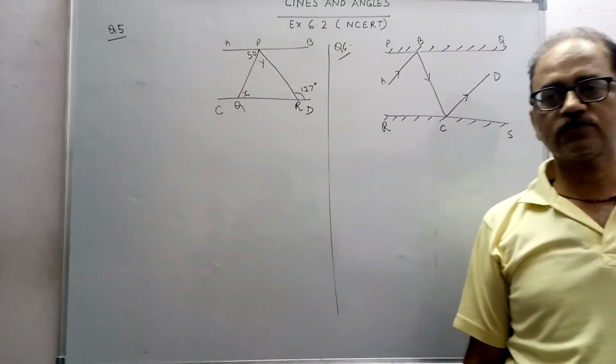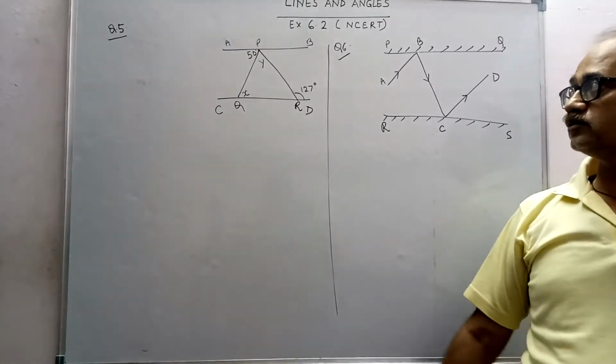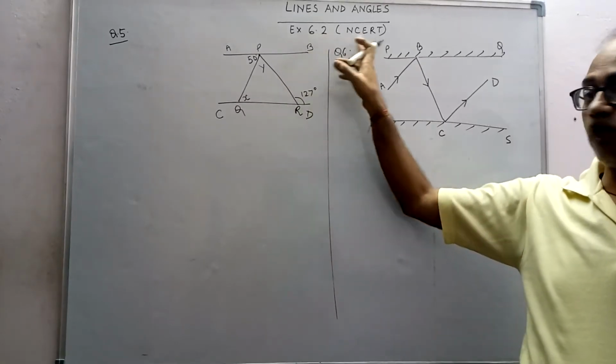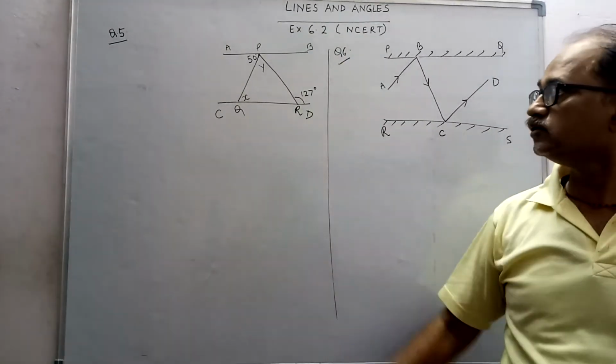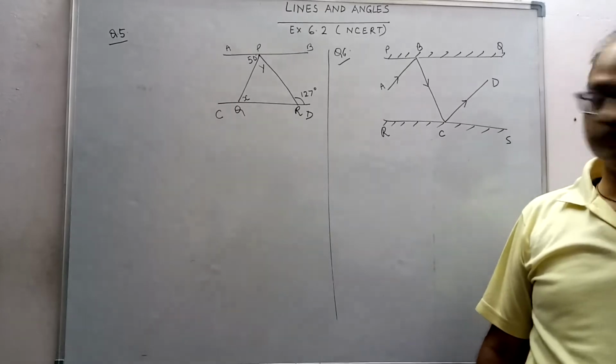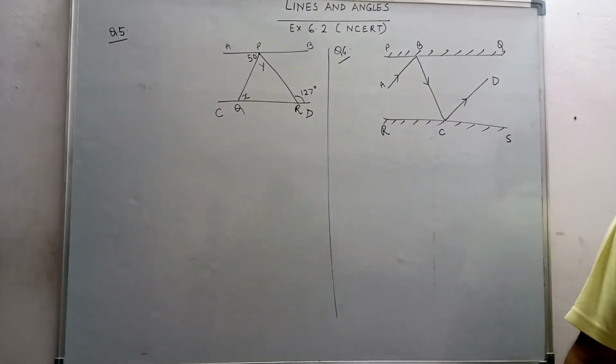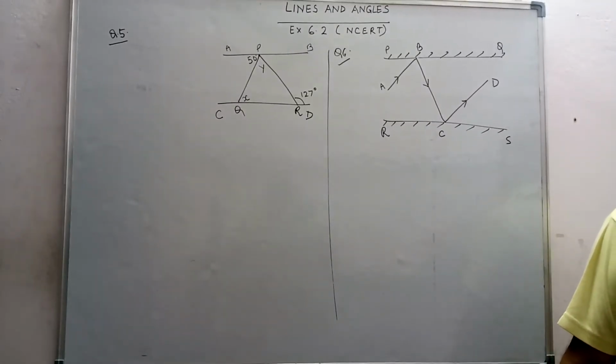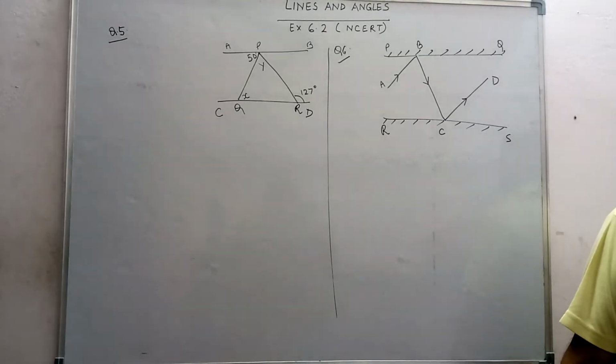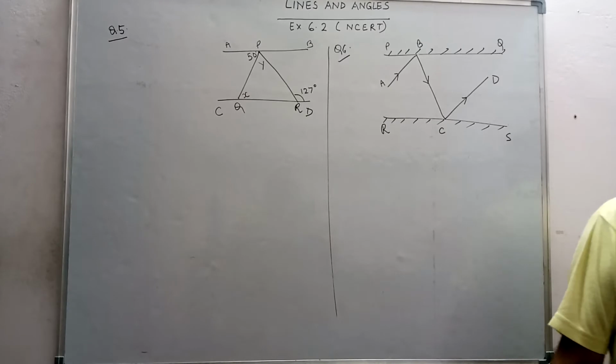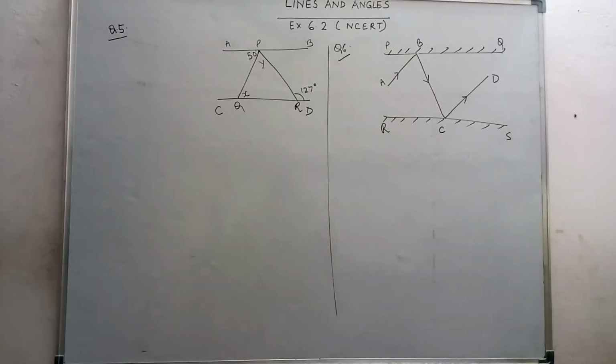Lines and Angles, Class 9, Exercise 6.2 NCERT, question number 5. In figure 6.32, if AB is parallel to CD, angle ABQ is equal to 50 degrees and angle PRT is equal to 127 degrees, find X and Y.